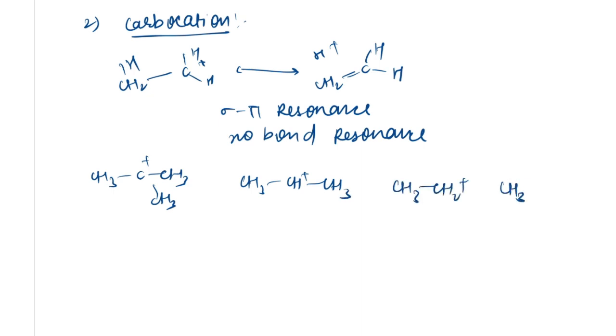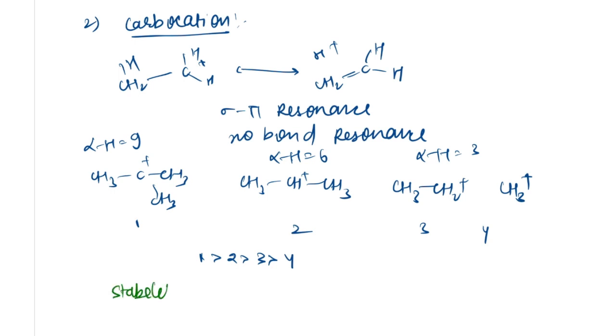The stability order will be 1 greater than 2 greater than 3 greater than 4 because alpha H, here alpha H we have 9, here alpha H we have 6, here alpha H we have 3 and here alpha H is 0. So methyl carbocation is the least stable carbocation we ever know, and we can say it doesn't even exist. So stability of carbocation is directly proportional to number of alpha hydrogen atoms. So here we have 9 alpha hydrogen. We have already written all the details.